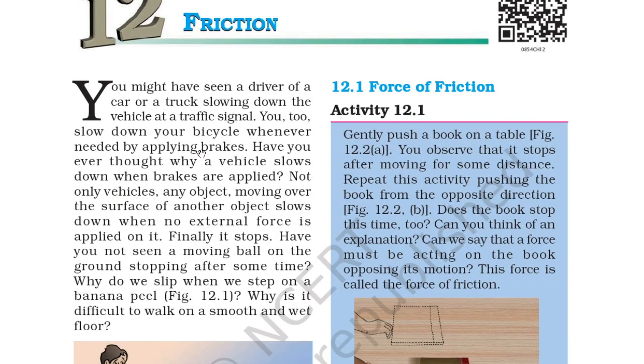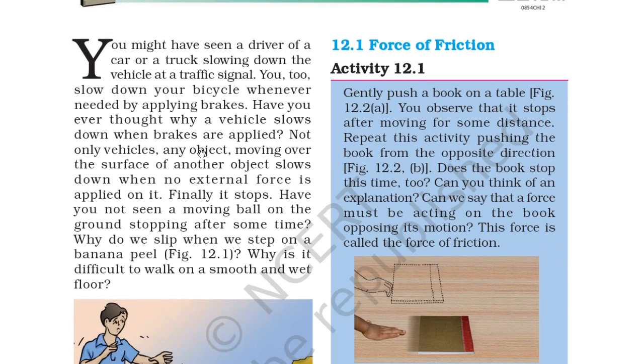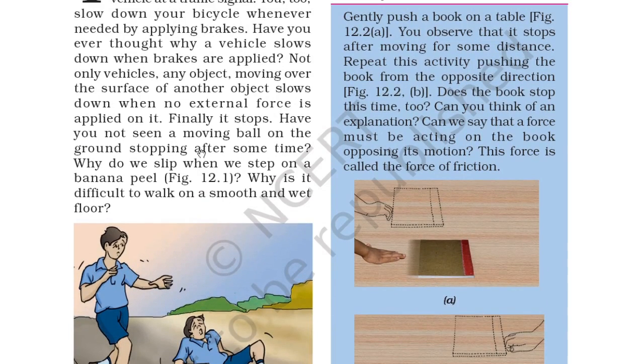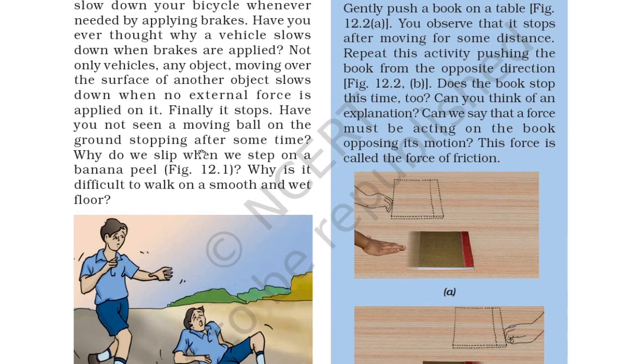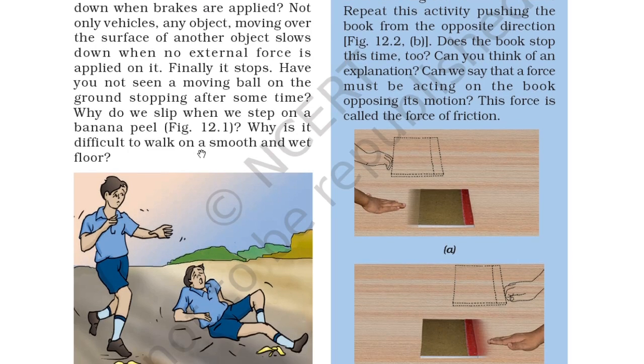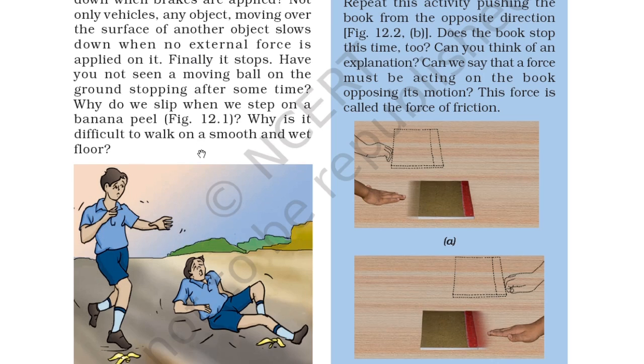So there is 12.1, force of friction. Activity 12.1: gently push a book on the table. Figure 12.1a shows that you observe that it stops after moving for some distance. Repeat this activity pushing the book from the opposite direction. You can see it in 12.2b. Does the book stop this time too? Can we think of an explanation?